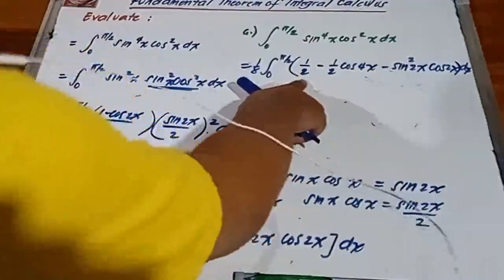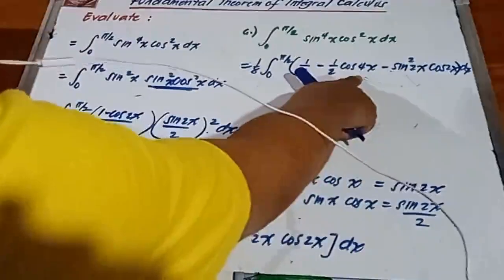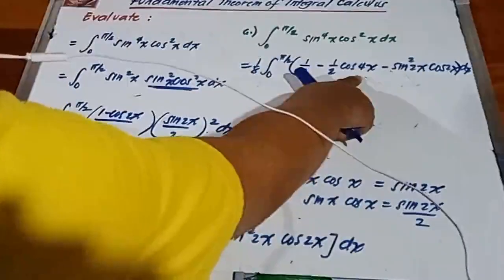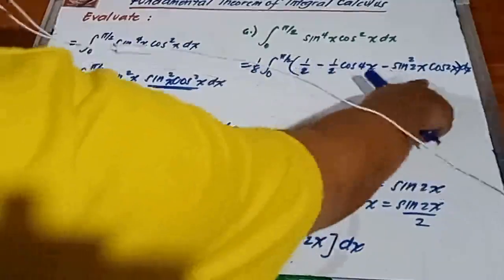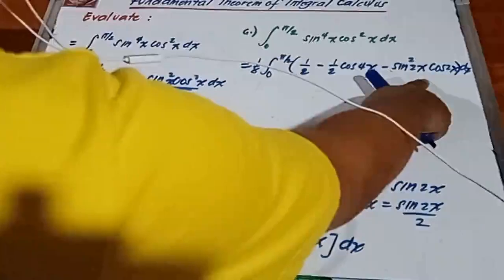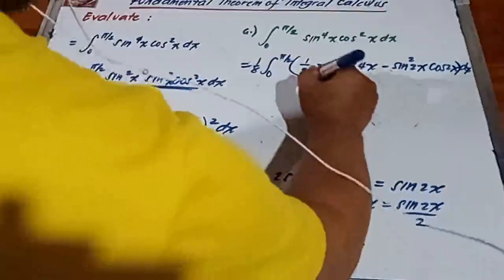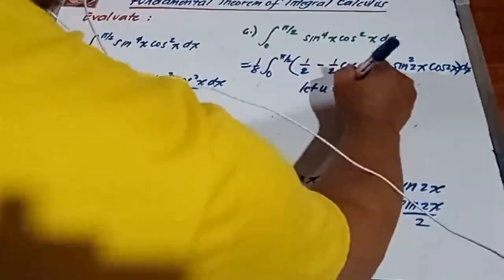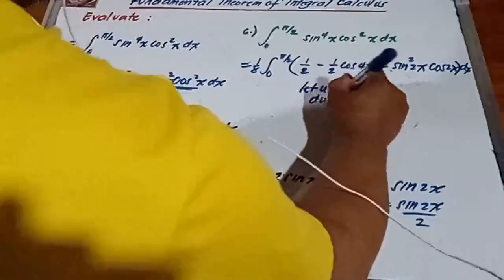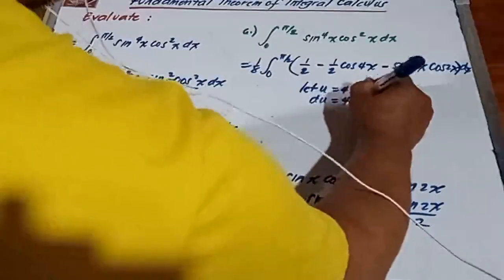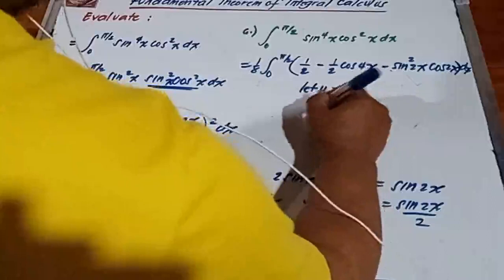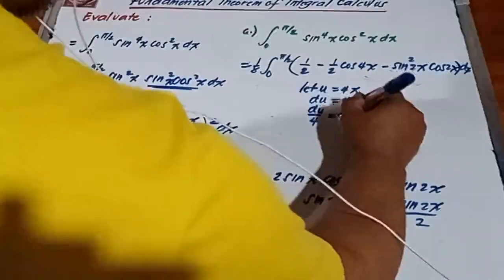Dito, ma-integrate na natin. Ito, ma-integrate na rin natin. Meron tayong formula of integration o indefinite integration for cosine. Pwede na rin natin ito ma-integrate gamit yung u substitution. From here, ang u natin ay 4x. Ang du natin ay 4 dx. Therefore, du over 4 is dx.